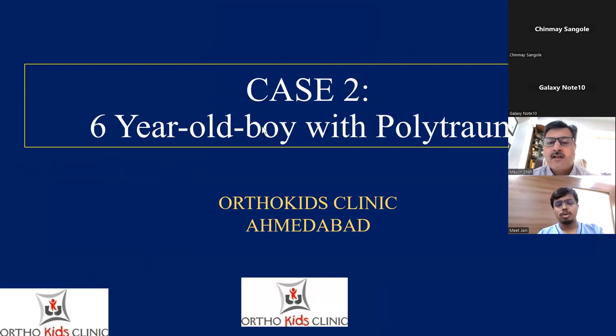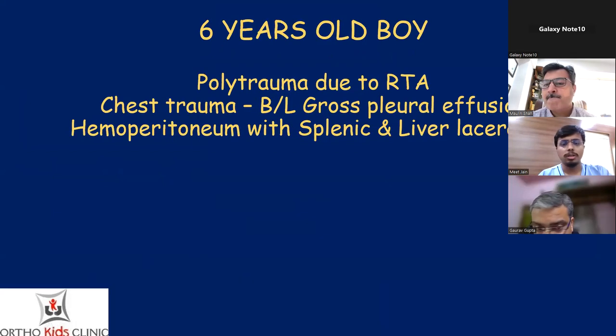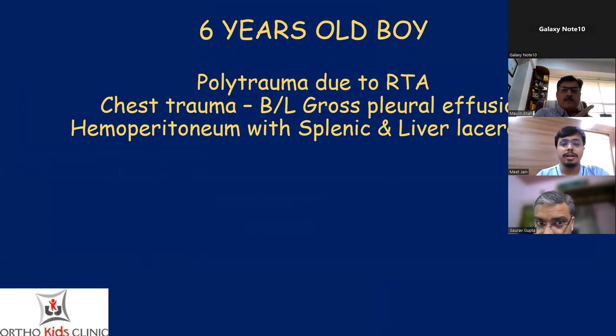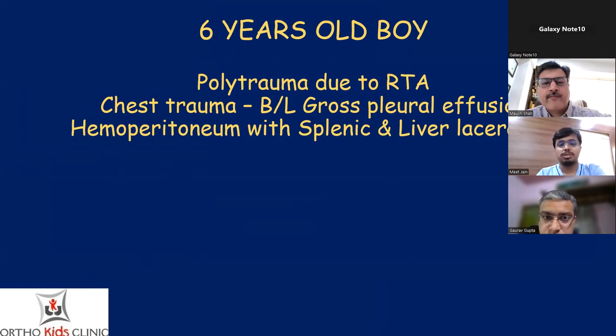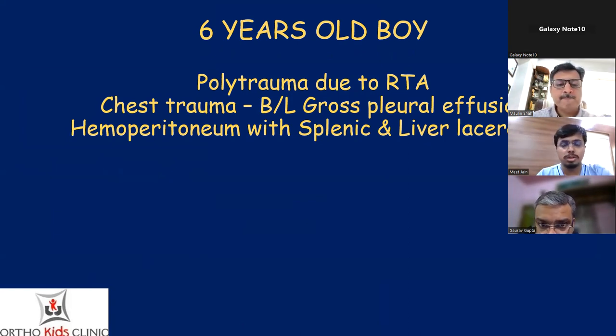Here we have a six-year-old boy. He had a history of polytrauma. He had a road traffic accident, and he had chest trauma and abdominal trauma along with it. He had a hemoperitoneum with splenic laceration, bilateral pleural effusion, and he presented to us with this X-ray.